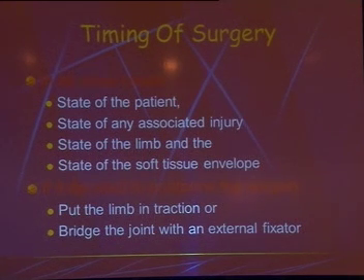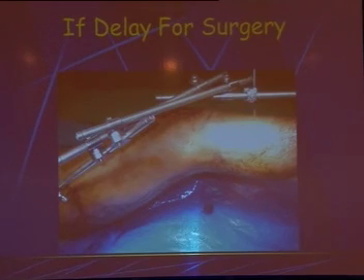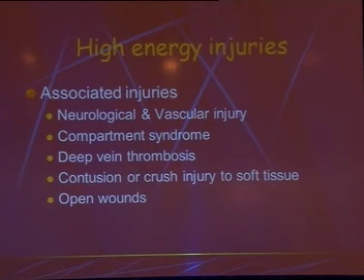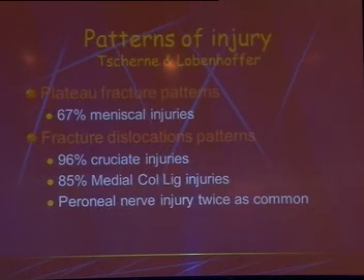Now, if it is decided to postpone the surgery, put the limb in traction or bridge the joint with an external fixator like this. The treatment of the soft tissue and the skeletal injury must occur concurrently. The associated injuries are neurological and vascular injury, compartment syndrome, deep vein thrombosis, contusion or crush injury to the soft tissues or the crush injury syndrome, open wounds.